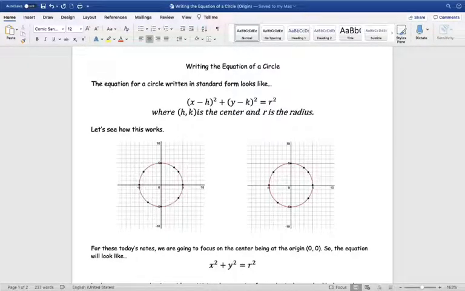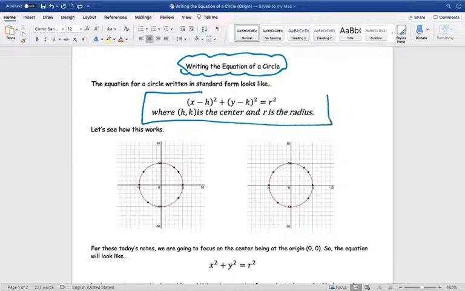Hey guys, today we're going to focus on writing the equation of a circle. The standard form for the equation of a circle looks like this. We've got x minus h squared plus y minus k squared equals r squared.